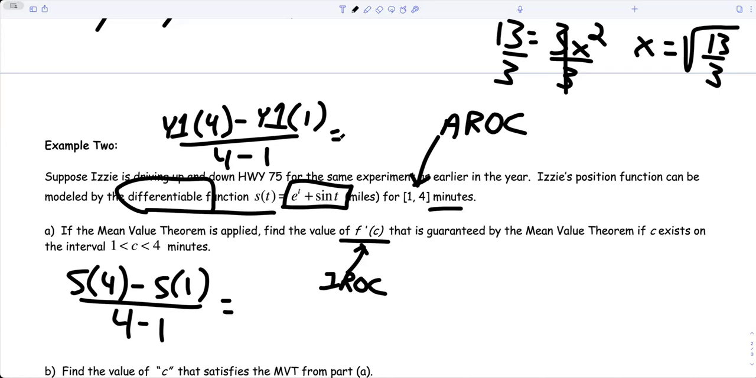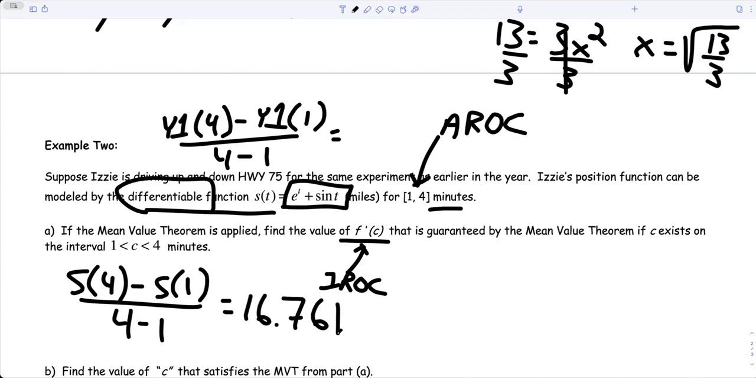And so check with your neighbor there to see what they got. So I got 16.761, although it might be slightly different depending on your calculator and the rounding.